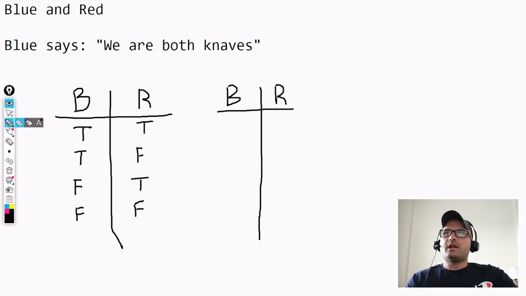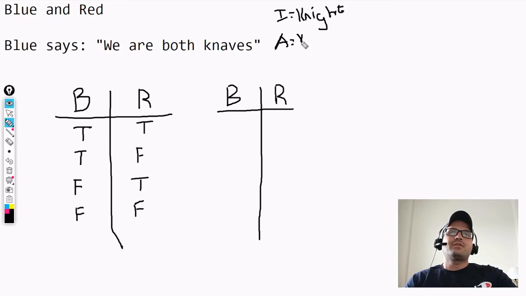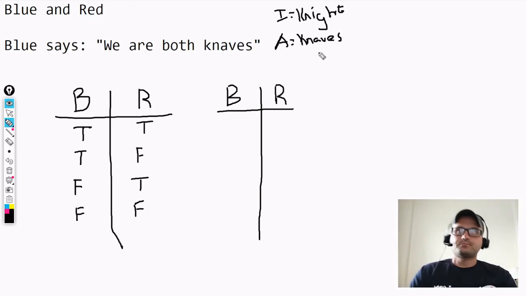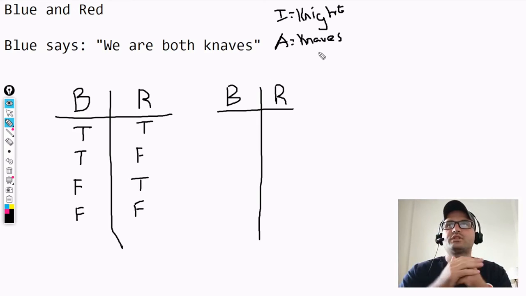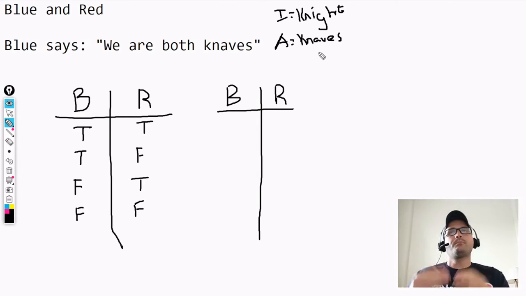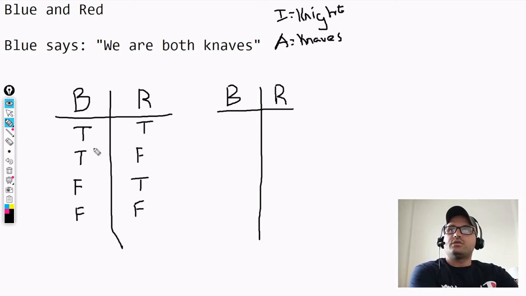So to start this out, I drew a table over here with blue and red, and I'm going to use the letters I to symbolize knight, and I'm going to use A to symbolize knave. So it kind of stinks, knights and knaves all have the same first two letters, so I had to get creative. But basically what this is going to come down to is I'm going to take the statement that we're given, which unfortunately is just the word of blue, and use this table to decide the outcome for what they are.